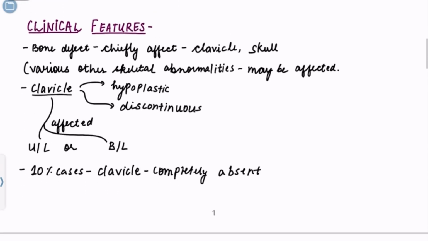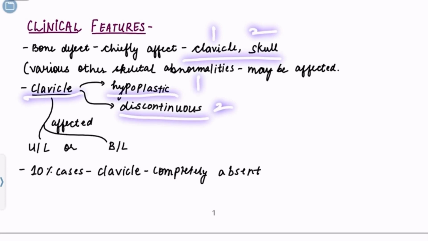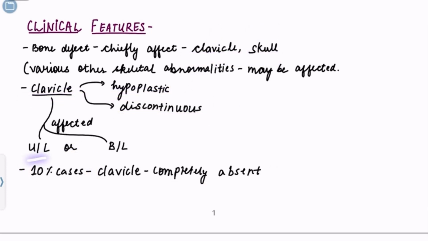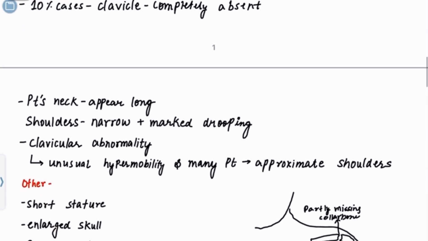Clinical features. Bone defects chiefly affect the clavicle and skull. Various other skeletal abnormalities are also there, but mainly clavicle and skull are affected. The clavicle may become hypoplastic or discontinuous, or may be completely absent in 10% of cases. This clavicle abnormality may be unilateral or bilateral. The patient's neck appears long, shoulders are narrow and markedly drooping.